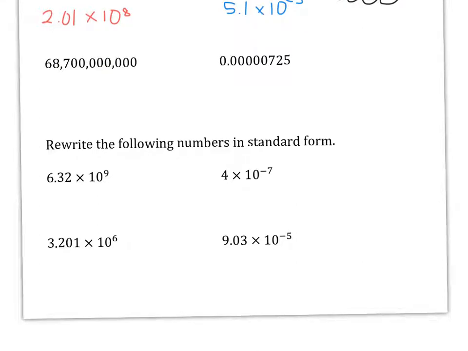Okay, let's look at this next example. I have 6.87.